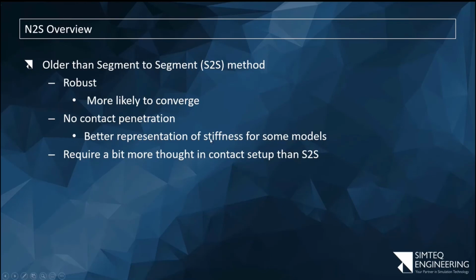By that I mean, because segment to segment is some kind of a stiffness based method, if that contact stiffness is for whatever reason lower than the stiffness of the elements surrounding it, we're going to get the wrong stiffness for the total structure. But that said, we need a bit more thought in setting up a node to segment model because the direction of checking is important. Quite a few of the other parameters that we've discussed in the past sections have to do specifically with the node to segment method. So a lot of that is easier to do when we get to segment to segment.